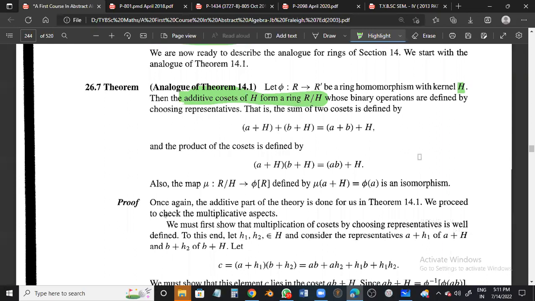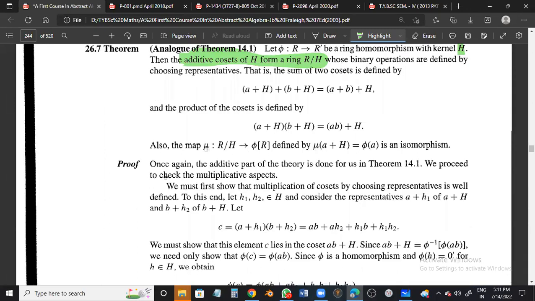The definition goes like, whenever you add two cosets, it is the coset of A plus B. Here again you have A plus H into B plus H. So you multiply A into B and you find the coset of H with A into B. And you can show that if you have a map mu from this quotient ring R by H to the image of R only.